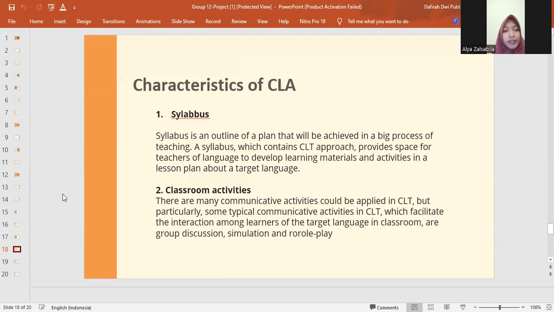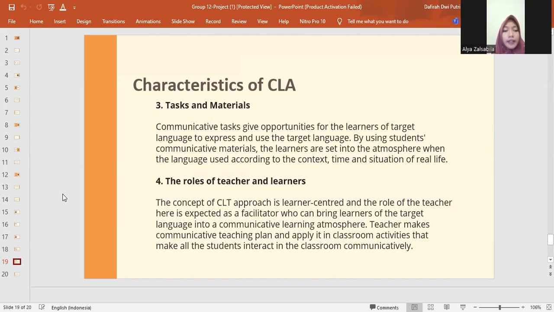And the second is classroom activity. There are many communicative activities that could be applied in CLT. But particularly, some typical communicative activities in CLT, which facilitate interaction among learners of the target language in a classroom, are group discussion, simulation, and role play.